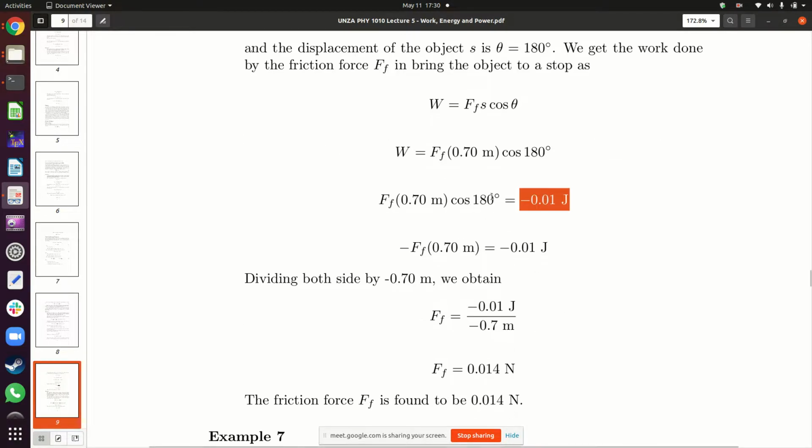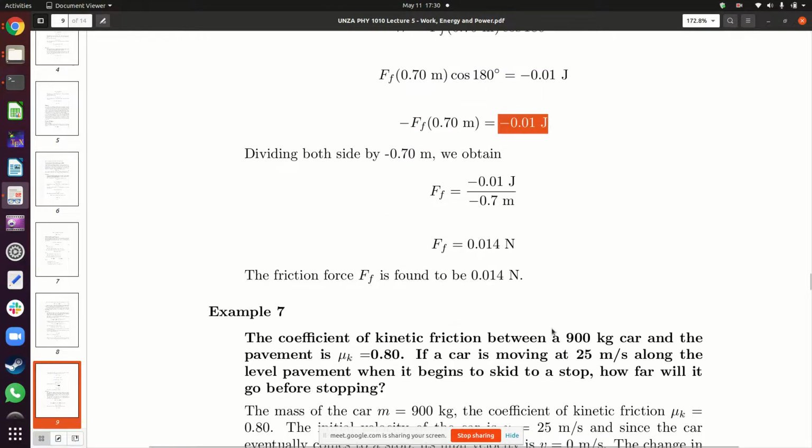This cosine of 180 degrees is just negative, so you've got minus F, the friction force, multiplied by the displacement equals the change in kinetic energy. And that's how we end up having, if you divide both sides by negative 0.7 meters, your friction force as 0.014 newtons. Are we clear?